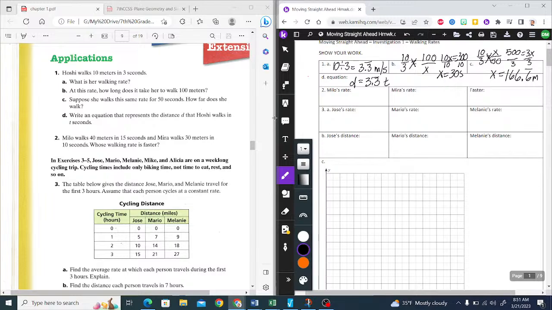Question number 2. Milo walks 40 meters in 15 seconds. So that's 40 divided by 15. 40 divided by 15 is 2.6 repeating. Myra walks 30 meters in 10 seconds. So 30 divided by 10 is 3. And we want to know whose walking rate is faster. Well, 3 is bigger than 2.6, so Myra.